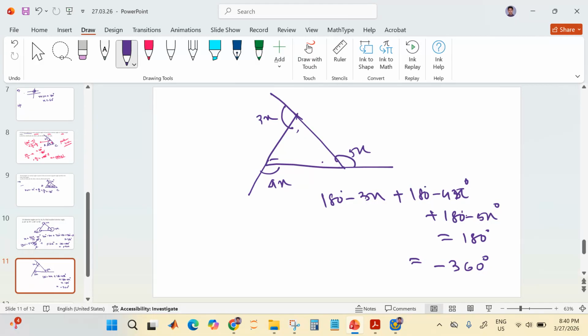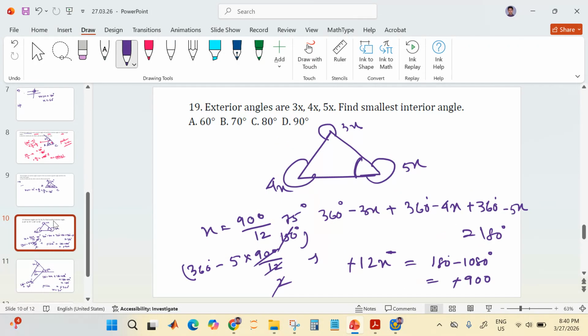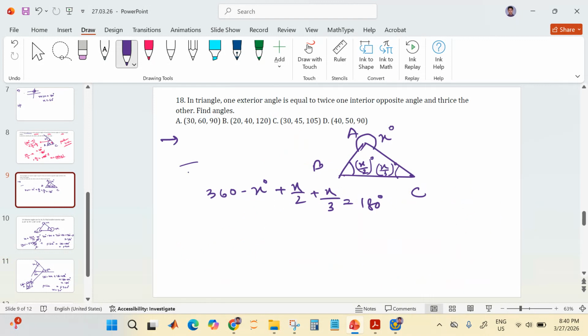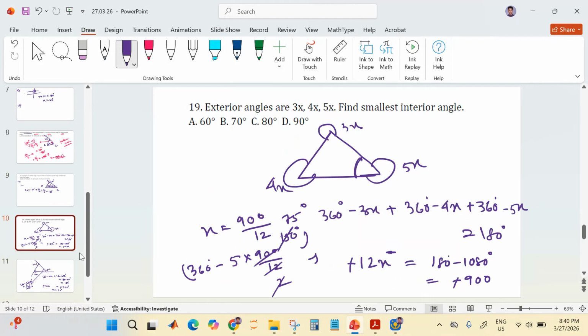So if I add again, it is minus 12x. So negative negative will be cancelled. x becomes 30 degrees here, and the smallest will be this one. So 180 minus 5 into 30, that means 150. It is 30 degrees. Is there any option of 30 degrees? No, there is no option of 30 degrees. Actually, there is a problem. But this answer is valid, but the option is not there.